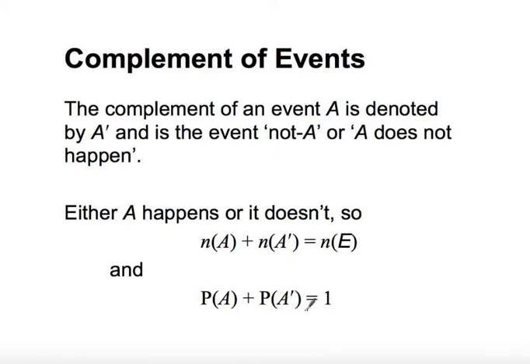And a simple example of this is if you think about flipping a coin, the probability of a head is a half, the probability of not getting a head is also a half, adds up to 1. Roll a dice, the probability of rolling a 6 is 1/6, the probability of not rolling a 6 is 5/6. Add them together, we get 1. Okay, so it's a fairly straightforward idea. Let's have a quick look at Venn diagrams then and how we can use them.